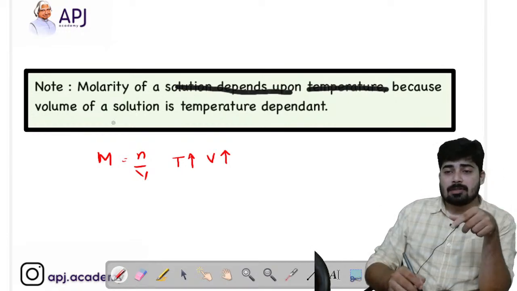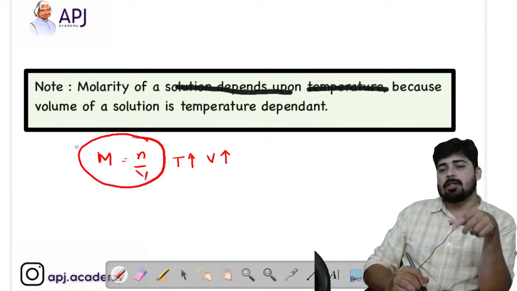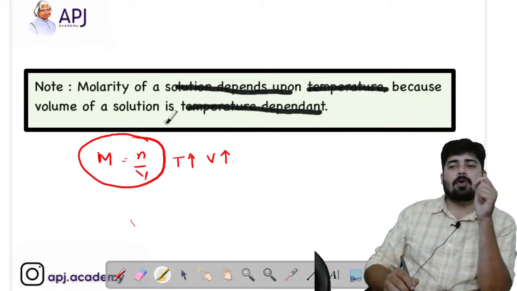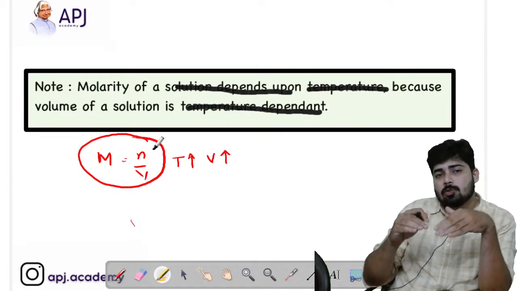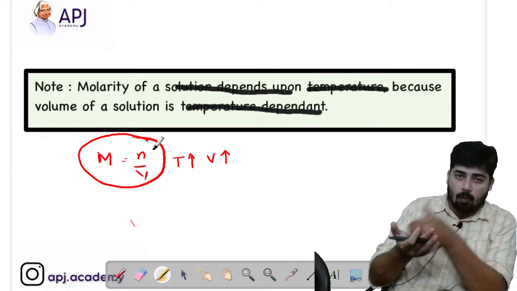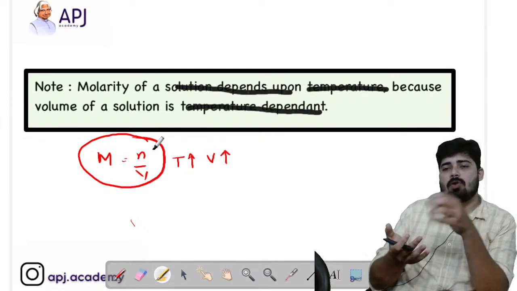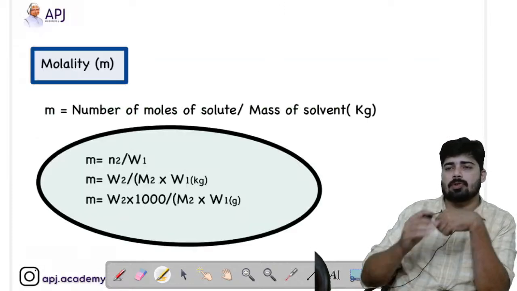If the volume is increased, then obviously there will be a change in the value of molarity. So the concentration term molarity depends on temperature. You have to keep this point in mind. Whenever there is a concentration term that is related to volume, when you change the temperature the volume changes, and when the volume changes, obviously the value of the molarity also changes. Now let's move on to the next one.